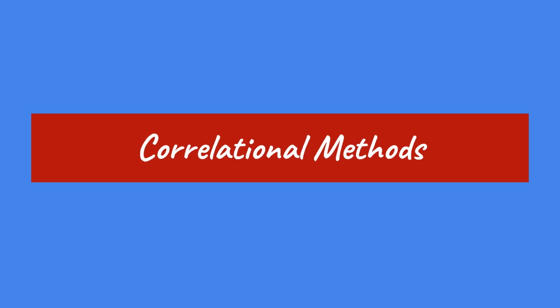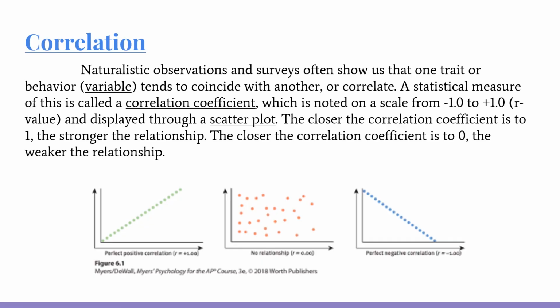Then we have correlational methods. Naturalistic observations and surveys often show us that one trait or behavior tends to coincide with another, or correlate. A statistical measure of this is called a correlation coefficient, which is noted on a scale from -1 to +1 and displayed through a scatter plot. The closer the correlation coefficient is to 1, the stronger the relationship. And the closer the correlation coefficient is to 0, the weaker the relationship.